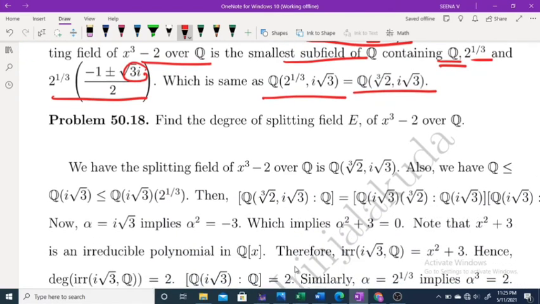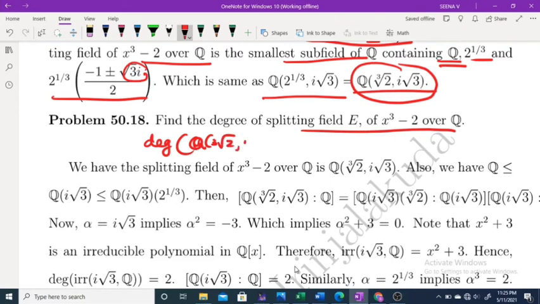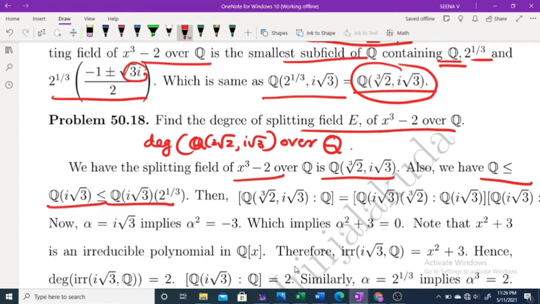Now next is to find the degree of the splitting field E of x cube minus 2 over Q. We already found the splitting field. Now we have to find the degree of Q of cube root of 2 comma i root 3 over Q. We have Q is a subfield of Q of i root 3, which is a subfield of Q of i root 3, 2 raised to 1 by 3. We can write this as the degree of Q of i root 3, 2 raised to 1 by 3 over Q of i root 3, into the degree of Q of i root 3 over Q.